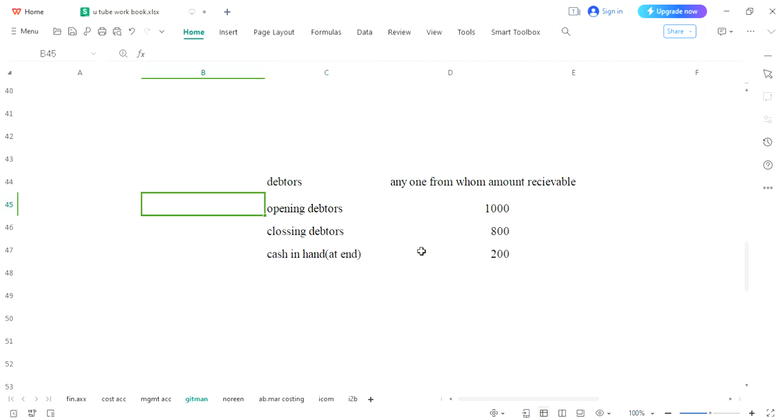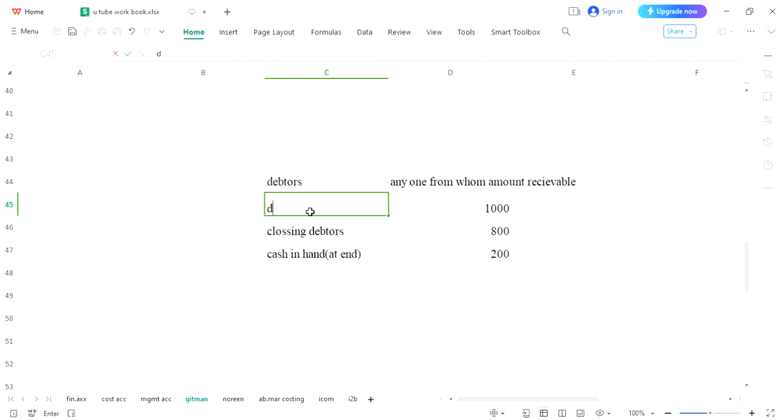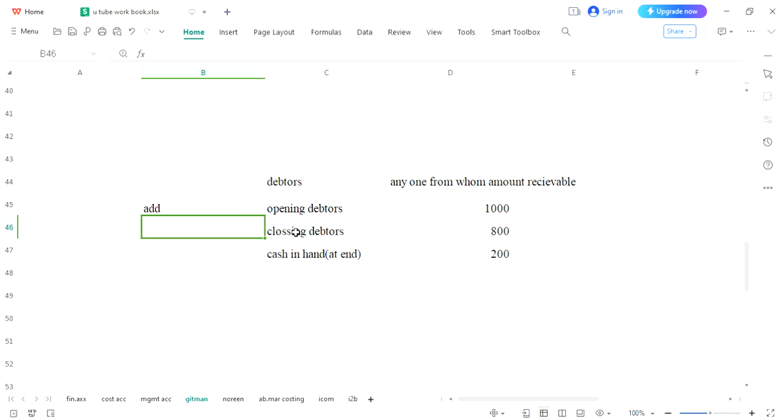Here we are putting the sign. Whenever you see opening debtors, you will put the sign of add, and whenever you see closing debtors, you will put the sign of less. This is the story which we were willing to learn, and now we have decided: whenever you see opening debtors, you will add. When you see closing debtors, you will put less.